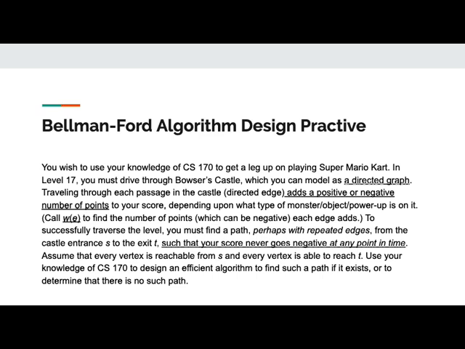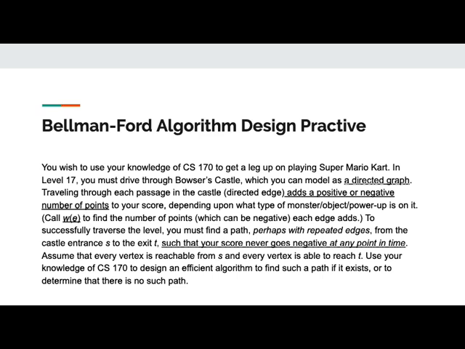So you wish to use your knowledge of CS170 to get a leg up on playing Super Mario Kart. In level 17, you must drive through Bowser's castle, which you can model as a directed graph. Traveling through each passage in the castle adds a positive or negative number of points to your score, depending upon what type of monster, object, or power-up is on it. To successfully traverse the level, you must find a path, perhaps with repeated edges, from the castle entrance S to the exit T, such that your score never goes negative at any point in time. You can think about your score as hit points to make sure that your character survives. You never want it to be negative.